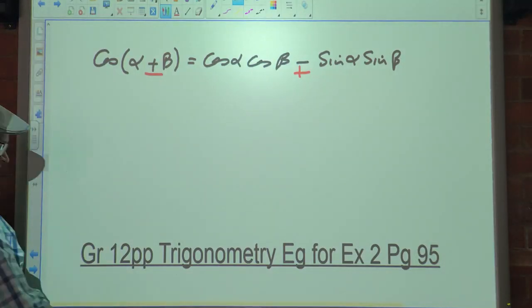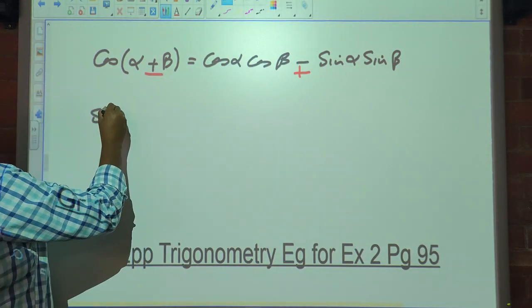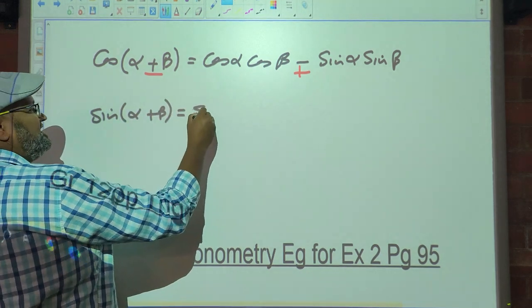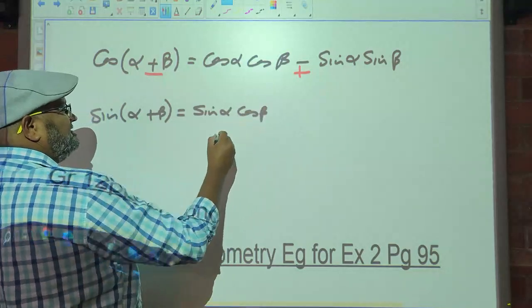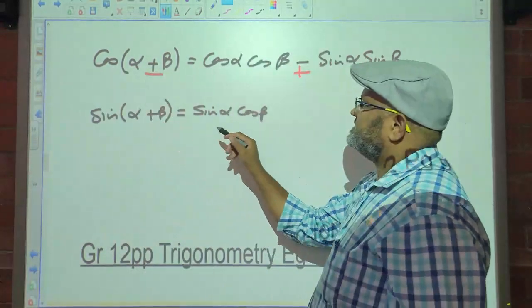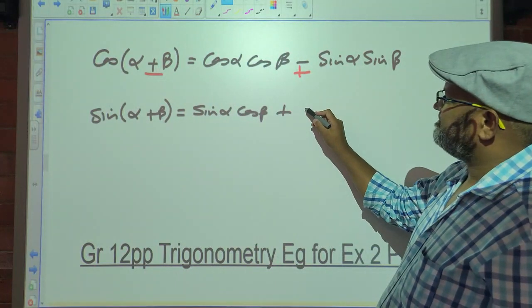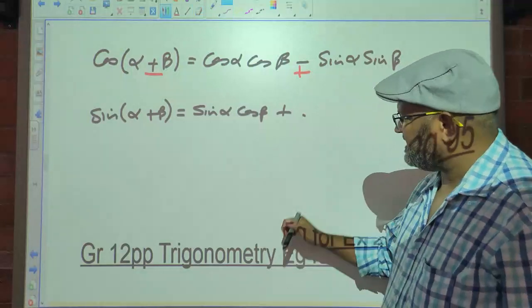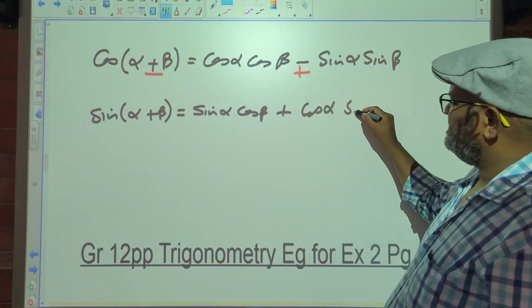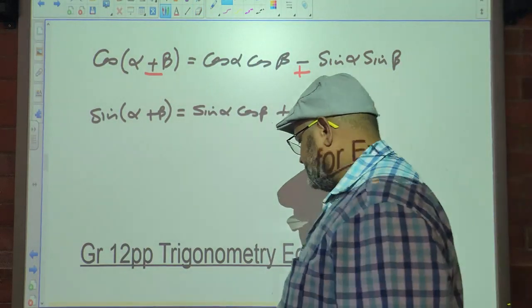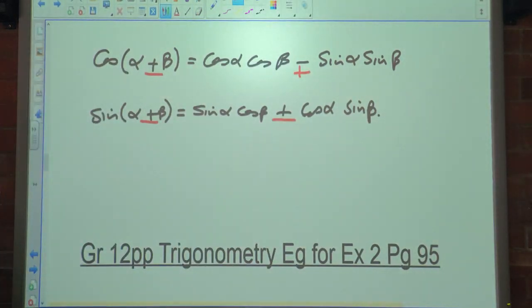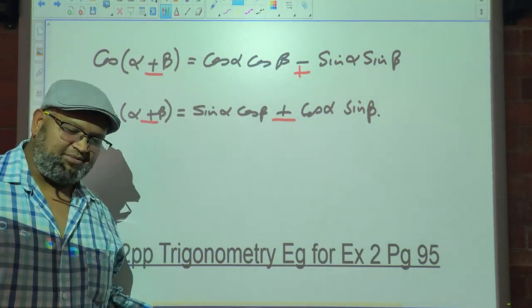And of course the other one, which is sine of alpha plus beta, the ratios are different. So it's sine alpha cos beta, same sign, which is plus, sine beta cos alpha, or cos alpha sine beta, the same thing. And when this was minus, then that had to be minus as well. Alright, you guys got it? You must remember that because I'm going to forget.